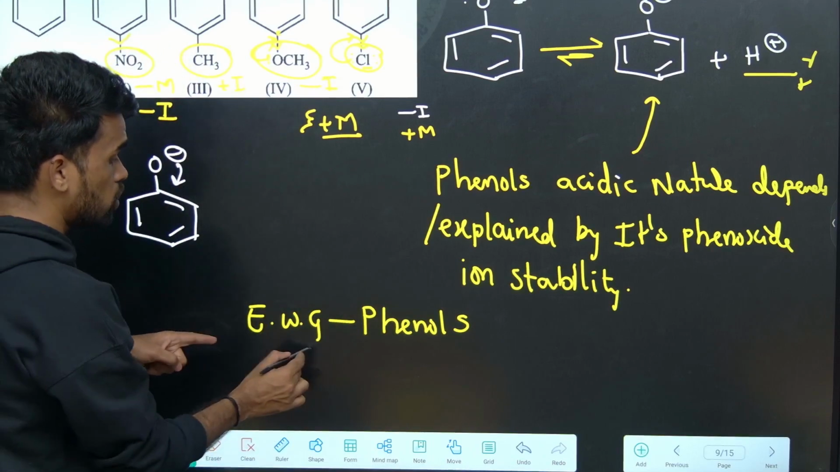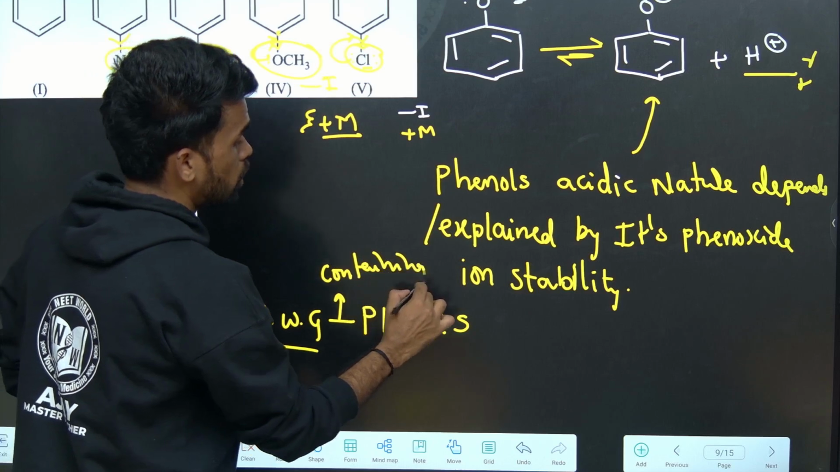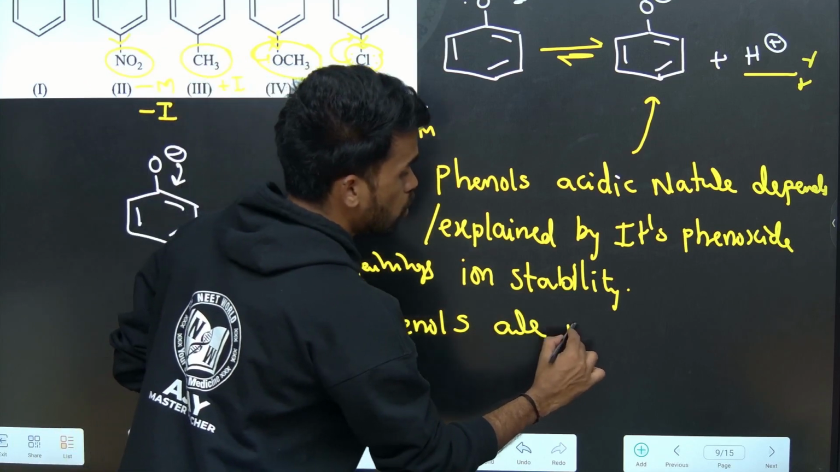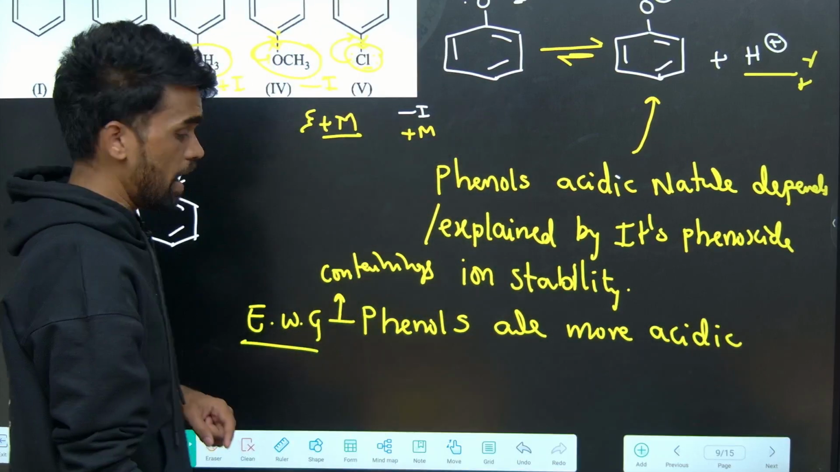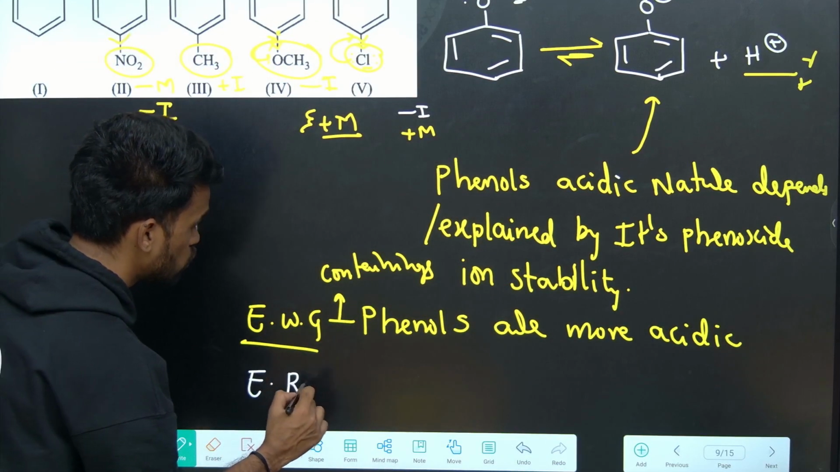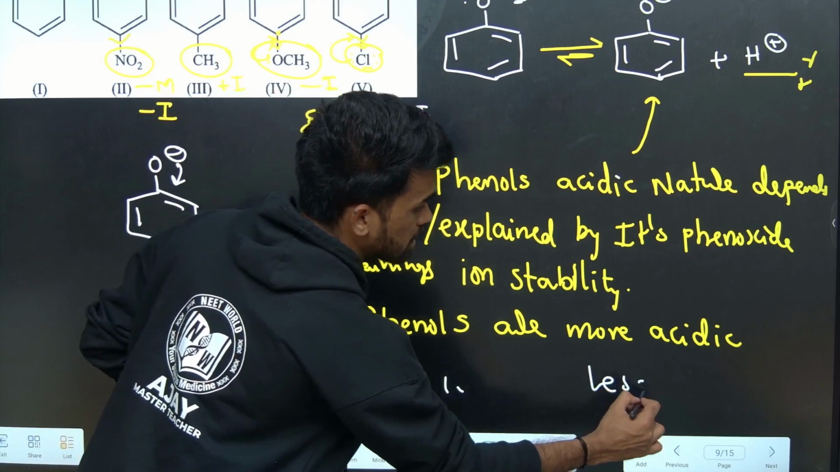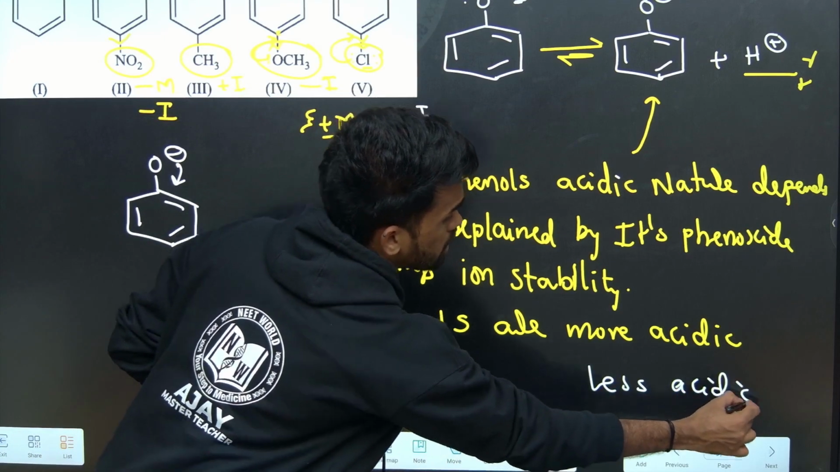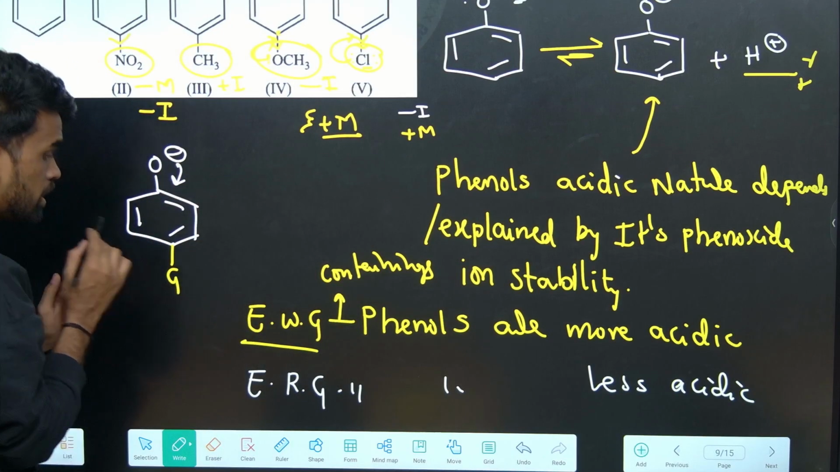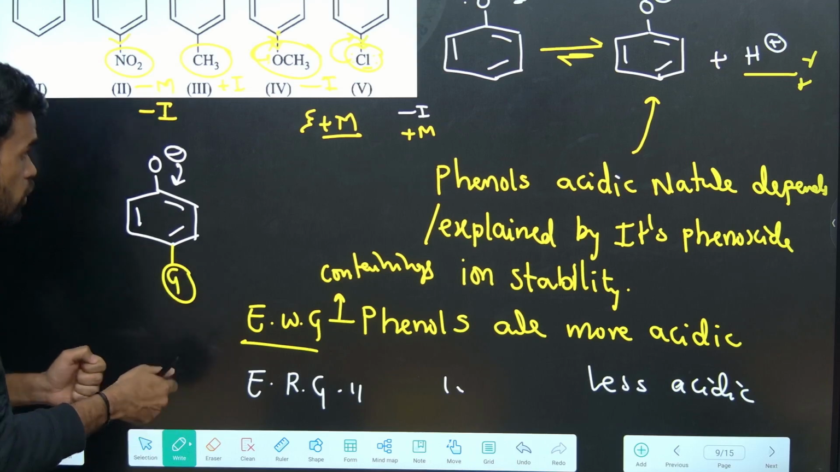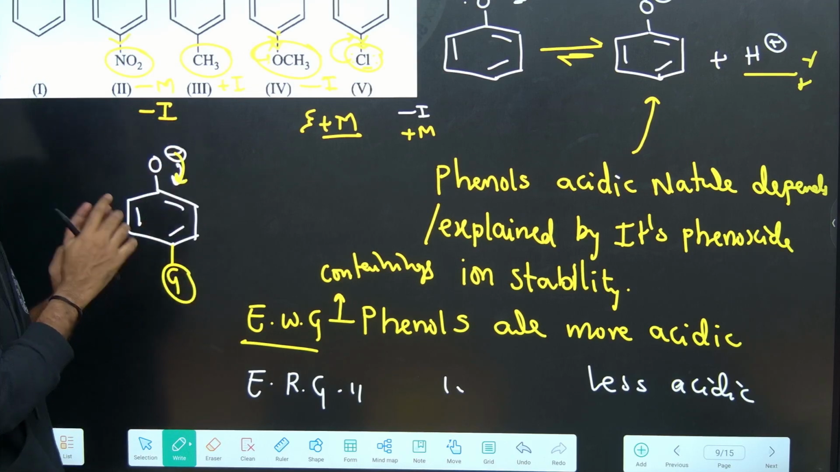I am saying electron withdrawing group containing phenols are more acidic, and electron releasing group containing phenols are less acidic. So how am I saying this? Because in order to stabilize this negative charge, if there is a group G and this group is electron withdrawing, that will withdraw this negative charge towards itself and stabilize this complete phenoxide ion.